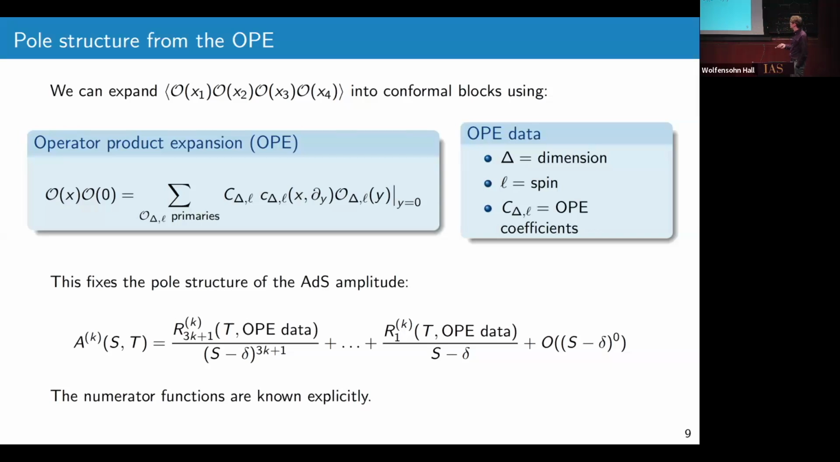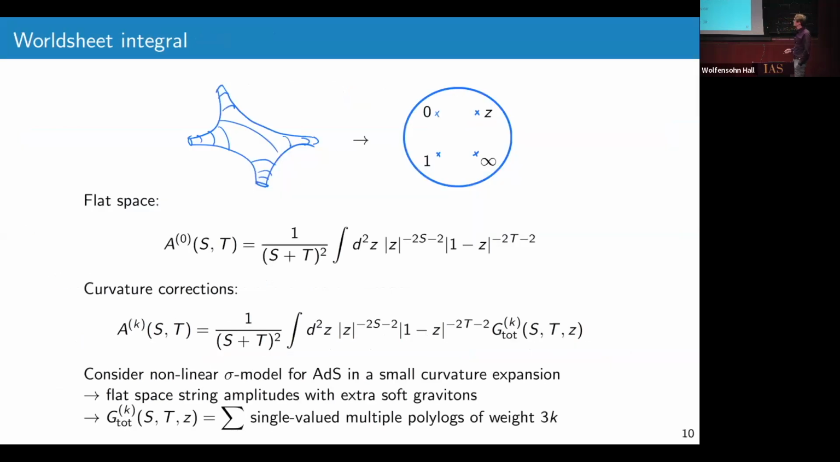So let's now go to the worldsheet integral. We typically map the worldsheet to the Riemann sphere with insertions at 0, z, 1, and infinity, and get this formula for the flat space amplitude. Now, if there's a worldsheet theory, the curvature corrections should also have a worldsheet integral. The only problem is we don't know what the integrand is.